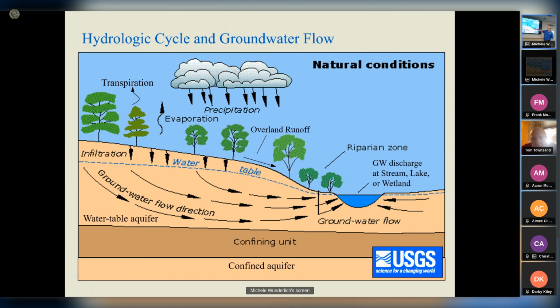Okay, and then to complete the cycle, we have evaporation. We can have evaporation, transpiration from trees going back up. We have evaporation from surface water and from land surface. And trees can actively draw down the water table by taking up water as well. Next.